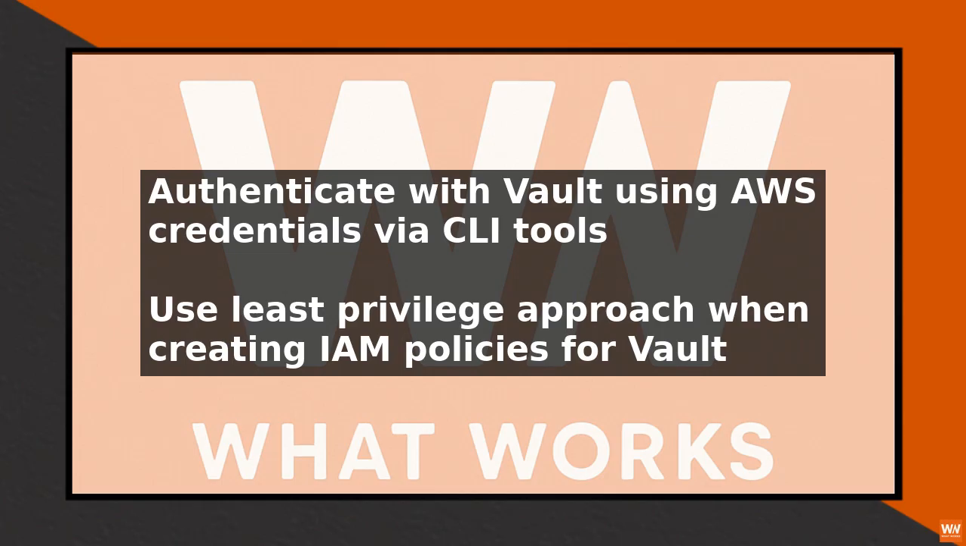Once the AWS Auth backend is configured, users can authenticate with Vault using their AWS credentials. This can be done using the AWS CLI or the Vault CLI. It is recommended to use a least privilege approach when creating IAM policies for Vault authentication, ensuring that users have only the necessary permissions to access Vault.